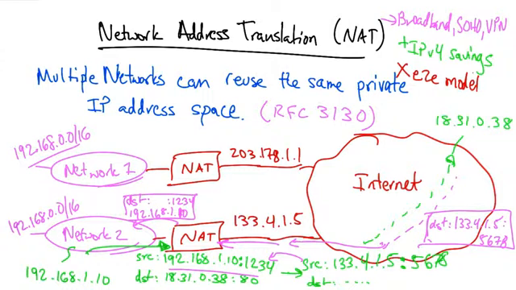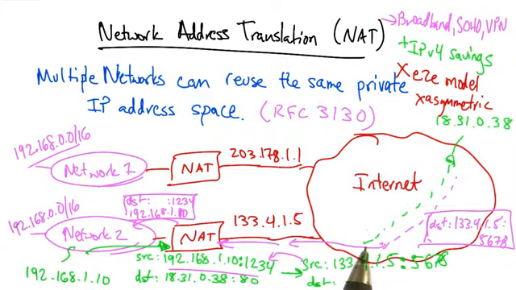Now, we talked about the end-to-end model in a previous lesson, and let me just remind you how NAT breaks it. If the NAT device failed in this instance, for example, the mapping between the private source IP address and port and the public source IP address and port would be lost, thereby breaking all active connections for which the NAT is on the path.